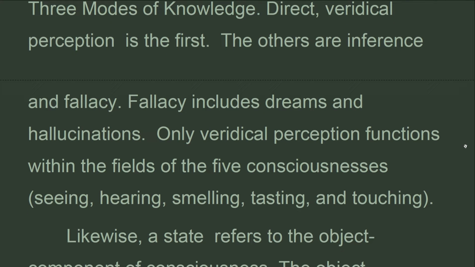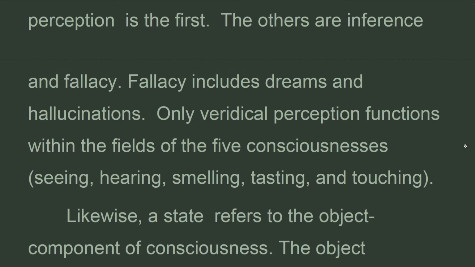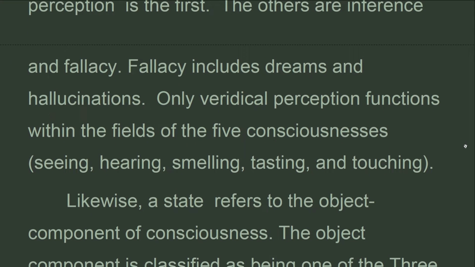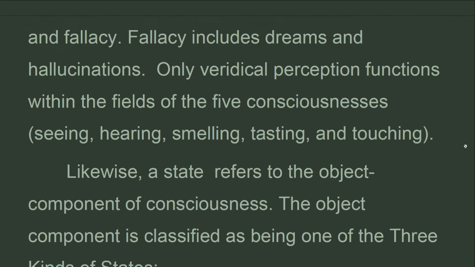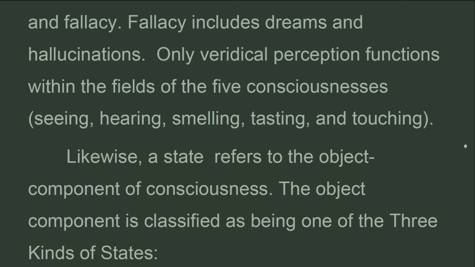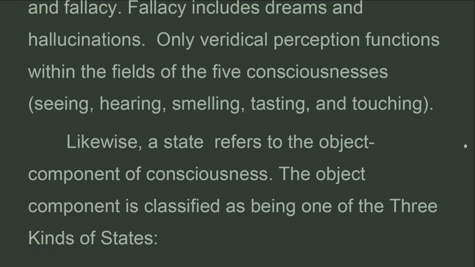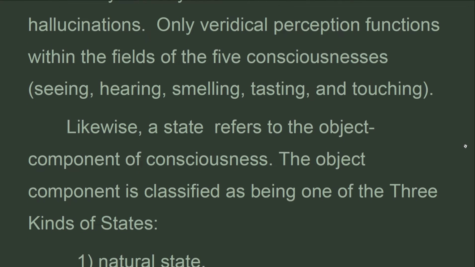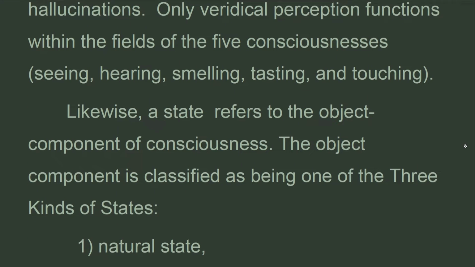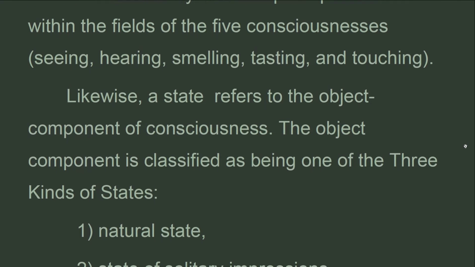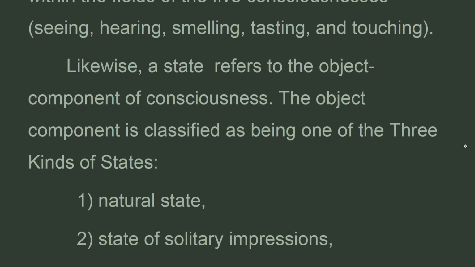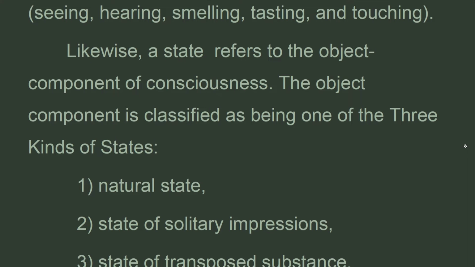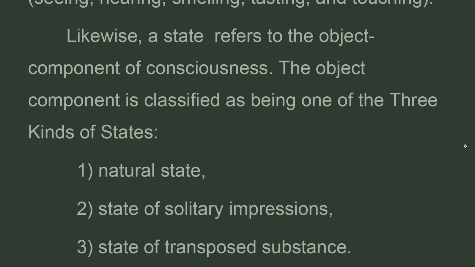Direct, veridical perception is the first. The others are inference and fallacy. Fallacy includes dreams and hallucinations. Only veridical perception functions within the fields of the 5 consciousnesses: seeing, hearing, smelling, tasting, and touching. Likewise, a state refers to the object component of consciousness. The object component is classified as being one of the 3 kinds of states.